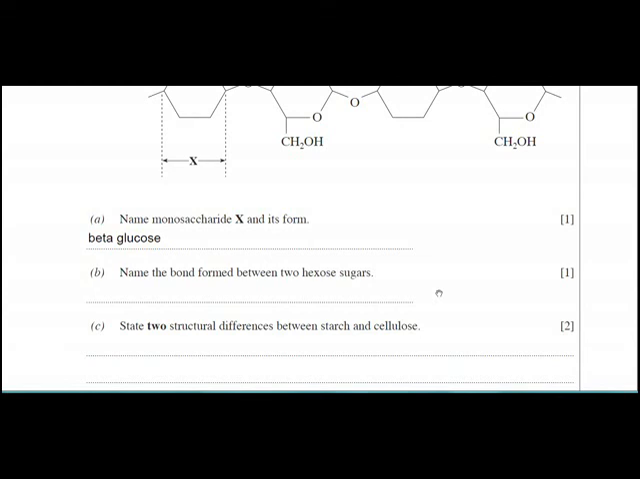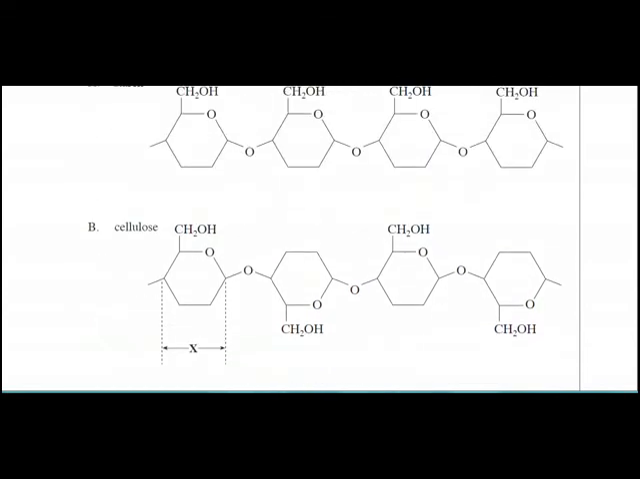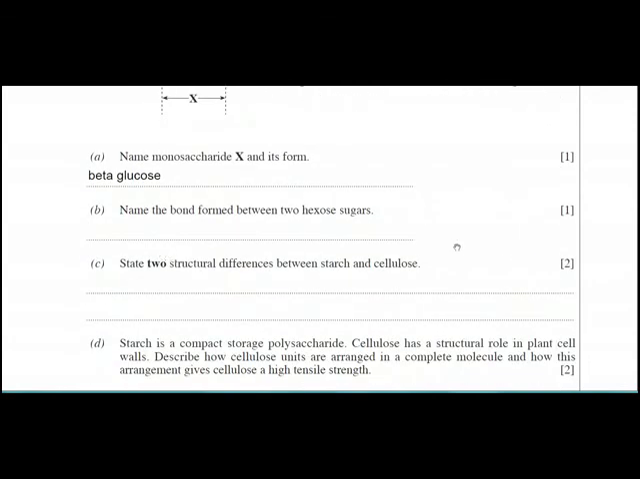So what's the name of the bond formed between the two hexose sugars? Well, let me arrow them up for you. There is a bond, there's another one, and there's another one again. And the same for the alpha glucose. There are the bonds between the hexose sugars, or the glucose monomers in this case. The bond is the glycosidic bond. If I just type that in for you, there it is, glycosidic bond.